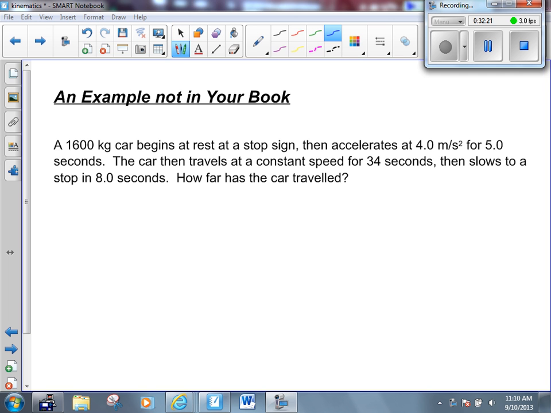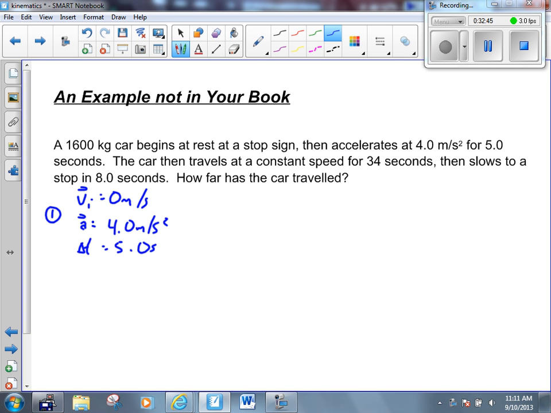We'll say for problem 1, the mass is 1,600 kilograms, although as Rutgers said, the mass is irrelevant here. So whether you write that down or not doesn't really matter. It begins at rest. We'll say that VI is 0 meters per second. A is 4.0 meters per second squared, and the time is 5.0 seconds. That's all we know. We're not going to put anything else in like 34 seconds or 8 seconds because that's another problem.